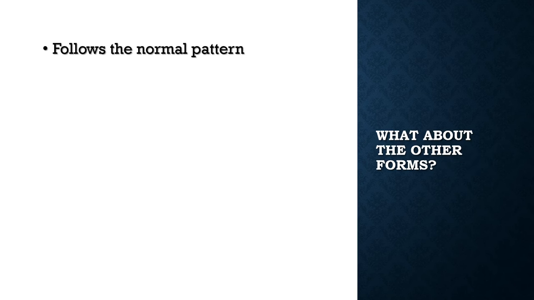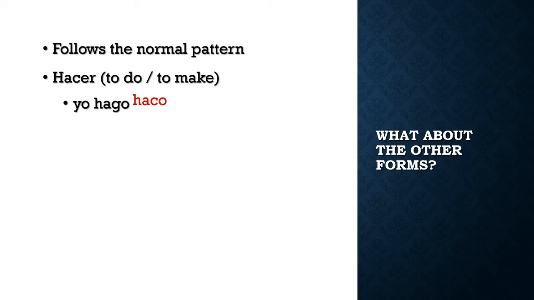So what about the other forms? Like I mentioned, the other forms, like the tú and the él, ella, usted, and the nosotros, vosotros, follow the normal pattern. Let's look at hacer so you have an idea of what I mean. Now it is the yo form that doesn't follow the normal pattern, because we know to drop the er and then add an o for the yo form, but that would give us haco, and that's just really wrong. That even sounds bad. It is not haco. It is a Yo Go verb.